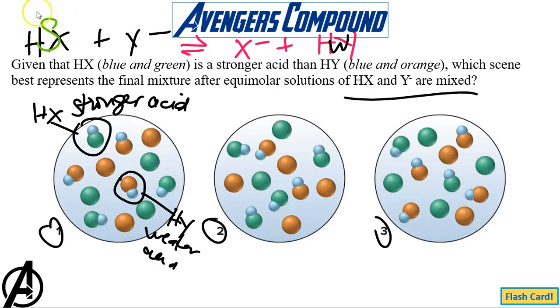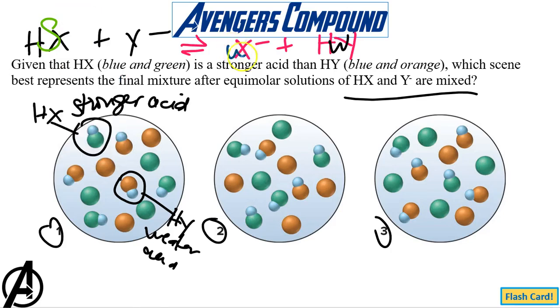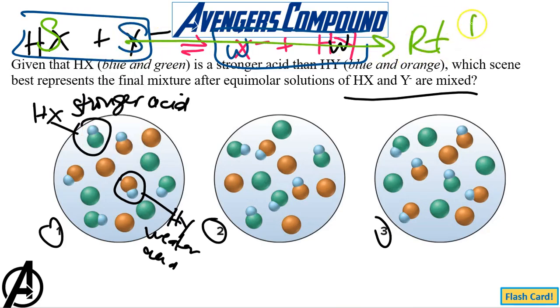And so if I know I have a stronger acid here, that means its conjugate base is going to be weak. So I know that this is going to be weak. And if this is a weaker acid, that means its conjugate base has to be strong. And so if both these sides are strong and both these sides are weak, what direction will the reaction go? The reaction is going to go to the right, towards the products.